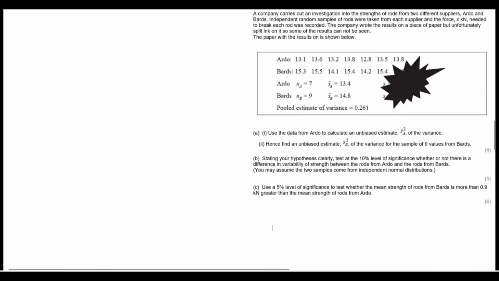Okay, so in this question, we're told that there's a company that carries out an investigation into the strengths of rods from two different suppliers, Ardo and Bards. So we can use A and B. Independent random samples of rods were taken from each supplier, and the force that was needed to break each rod was recorded. The company wrote the results on a piece of paper, but unfortunately they spilled ink onto it, and some of the results cannot be seen.